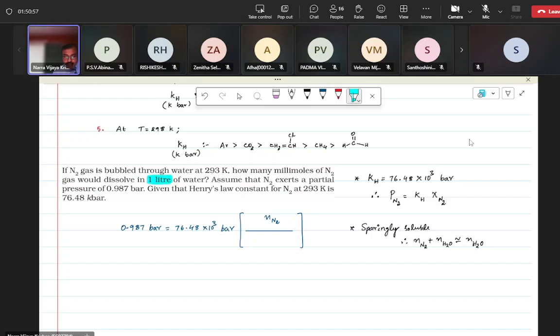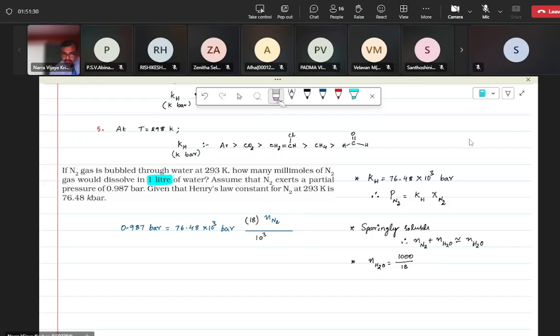Given 1 liter of water. 1 liter of water means how many grams? 1000 grams. 1000 grams means what is its number of moles? Weight by molecular weight. Correct? Number of moles of water is weight by molecular weight. Given weight is 1000 grams, molecular weight of water is 18. So number of moles is 1000 by 18. Correct?